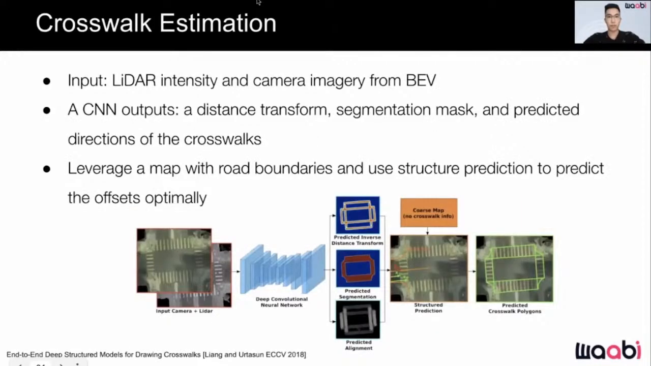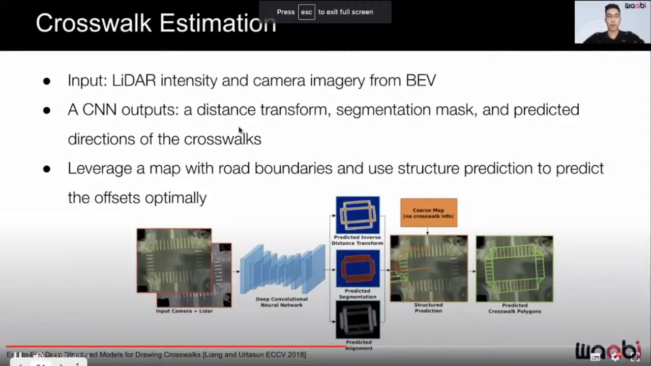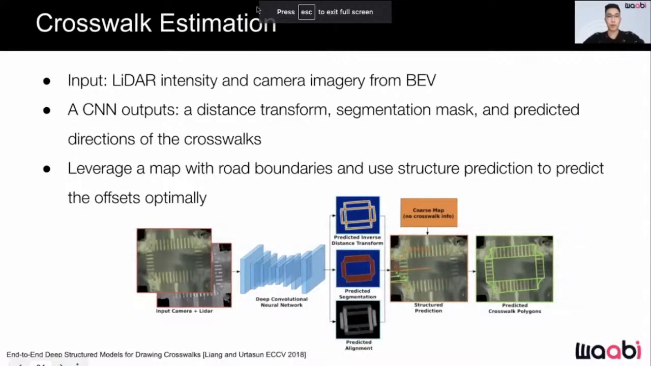We are interested further in estimating the crosswalks. Existing approaches focus on predicting the existence of a crosswalk, but do not provide an accurate localization. Instead, crosswalks are typically crowdsourced and manually drawn. In our approach, we want to leverage the road boundaries we had before to obtain accurate crosswalk polygons.